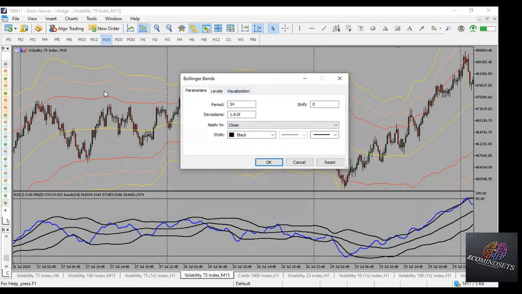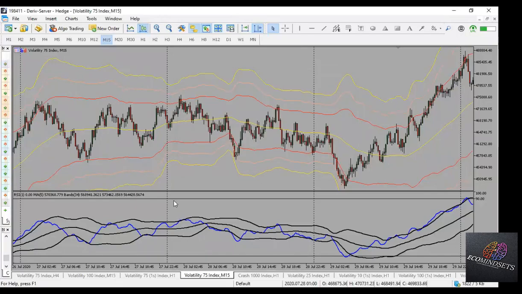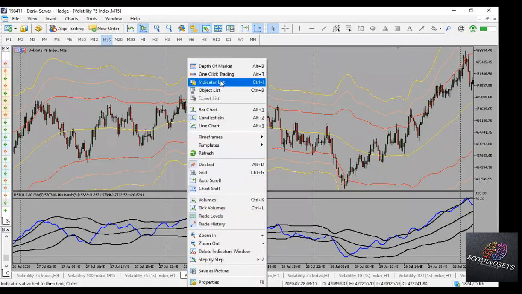So those of you using phone, on the main chart, you use the normal Bollinger Band, and then you use period 34, deviation 1.619, apply to close. Then you select the style you like, and then you click okay. So that is for the main chart. When you come to the indicator window, we have the RSI. These are the settings.